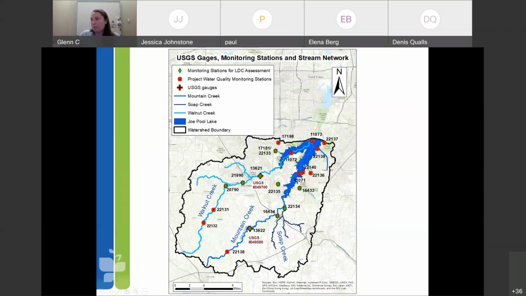Also, I will show a map, we broke this up into 25 subcatchments. Anything that falls in the Walnut Creek subcatchment is prefixed with WC. Anything in the Mountain Creek area is prefixed with MC, and anything in Soap Creek is prefixed with SE.